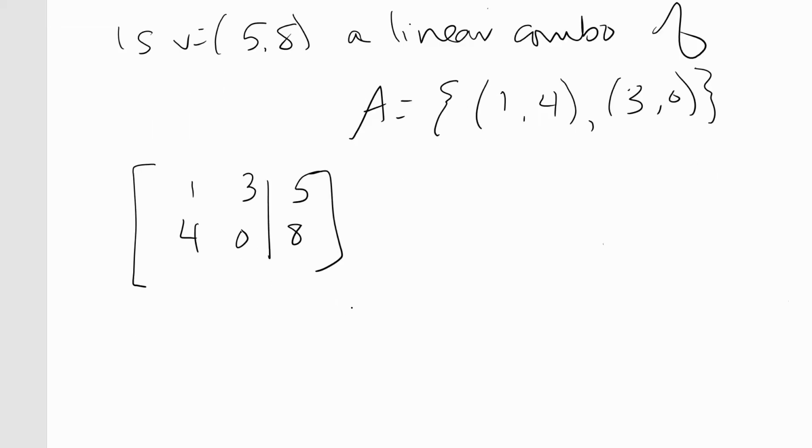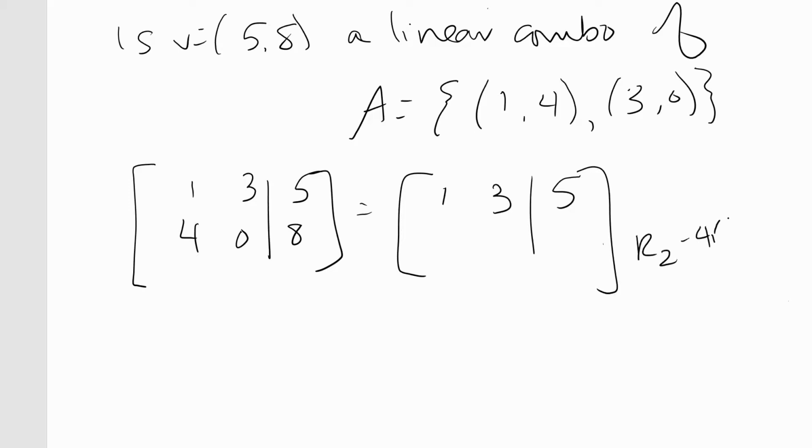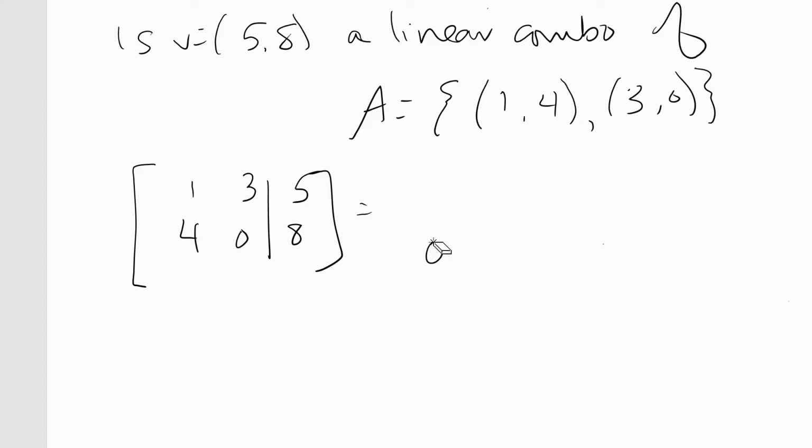So we're going to row reduce this one. This one isn't that bad. I'm going to leave 1, 3, 5 as my top row, and then do row 2 minus 4 row 1 for the bottom. So 4 minus 4 is 0. Oh, there was a much easier way of doing this. Hold on a second. So let's go back and make this a lot easier. Divide the second row by 4. So I get 1, 3, 5 over 1, 0, 2.